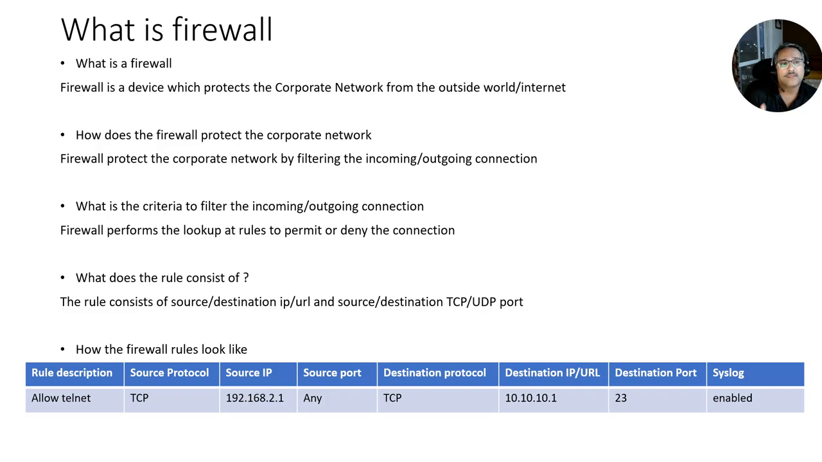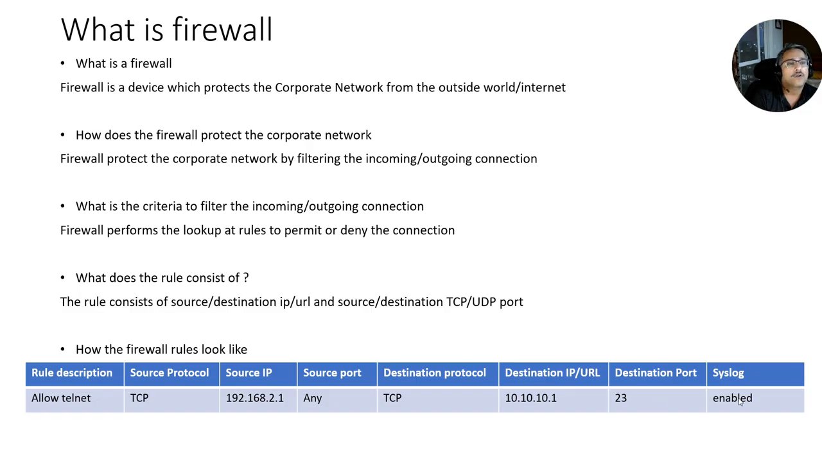Then, as we said, here we are going to telnet a particular machine. That machine you are going to telnet will be listening on port number 23, TCP port number 23. So you are going to allow a destination protocol TCP, the destination IP, and the destination port.